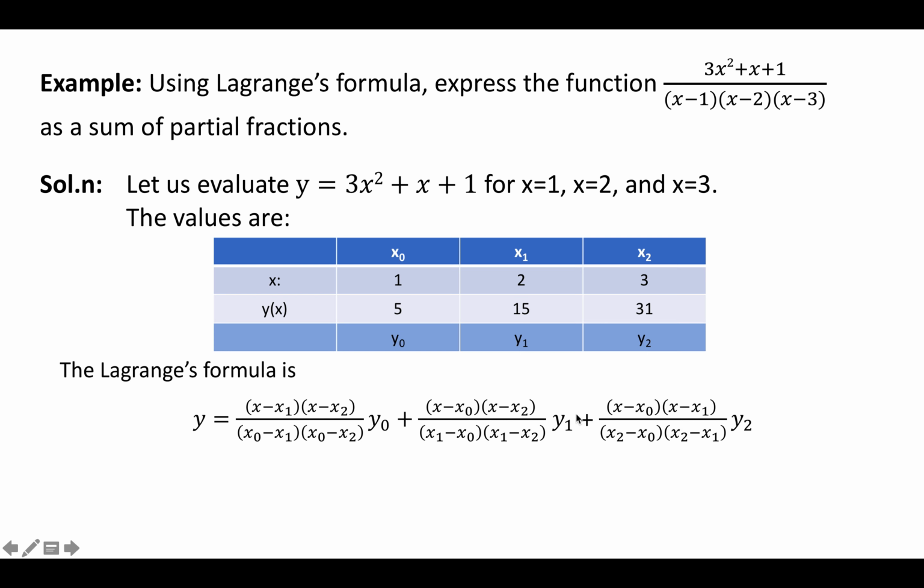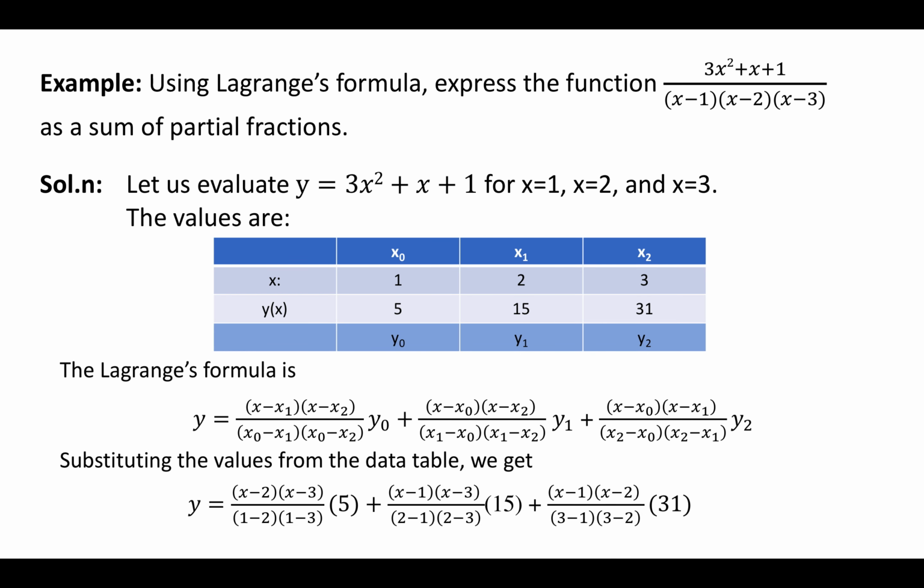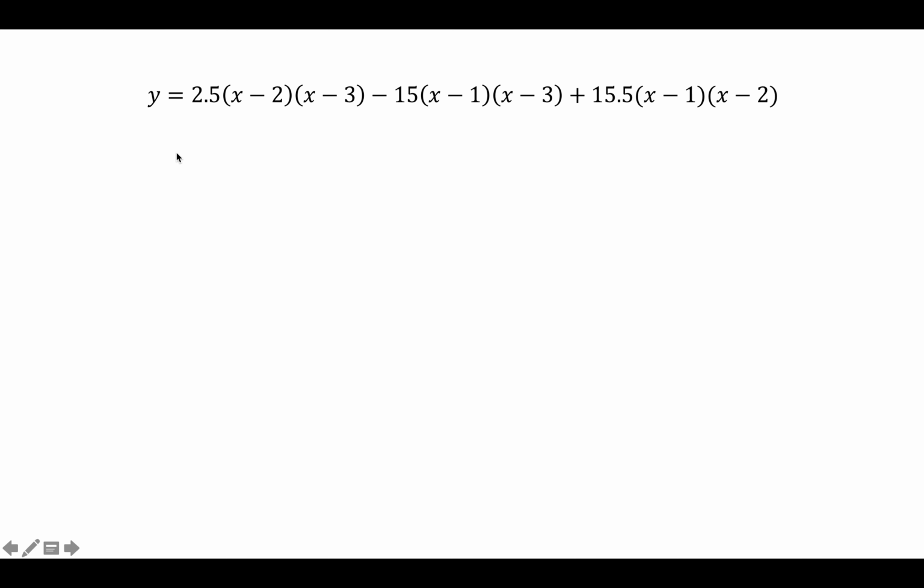Okay. So if we substitute the values from this data table, I substitute the value of y0 as 5, y1 as 15 and y2 as 31, and the respective values of x0, x1 and x2. I get y is equal to 2.5 into (x minus 2)(x minus 3), minus 15 (x minus 1)(x minus 3), plus 15.5 (x minus 1)(x minus 2).